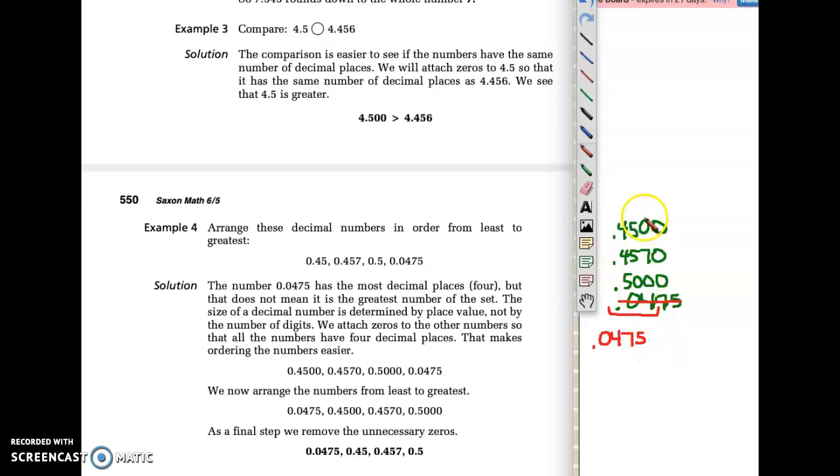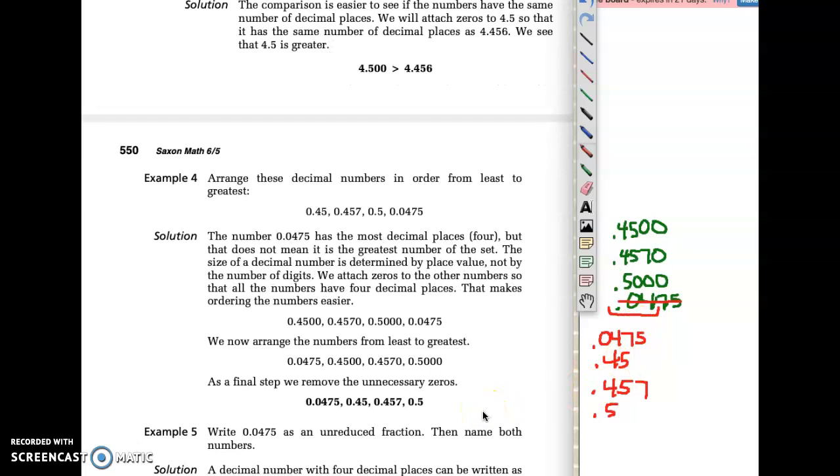Then we look at our 2 numbers that have the same value in the tenths and the hundredths. Then we go to the thousandths right here. And we say, okay, which is greater, 0 or 7? Well, 7 is greater, which makes this smaller. So it goes this way, and then it goes 45, and then 457 thousandths, and then finally you have 5/10. And that right there is ordered least to greatest. So we looked at our place value, we looked at our tenths first, then our hundredths, and we compared, knowing what a greater than or less than number is.